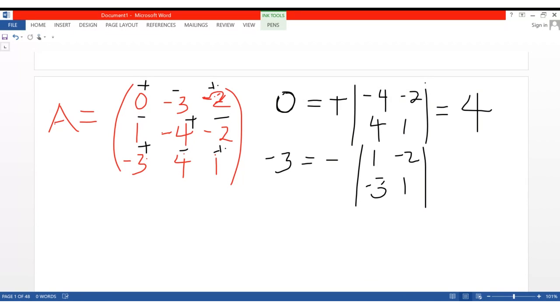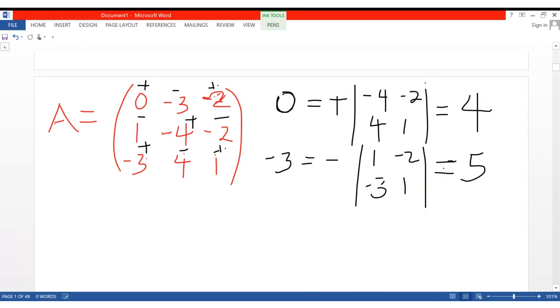Am I doing the right thing? Let me check. So for -3, I have 1, -2, -3, 1. So 1 minus 6, that is, but again, the sign is negative. So this one will be the same as 5.